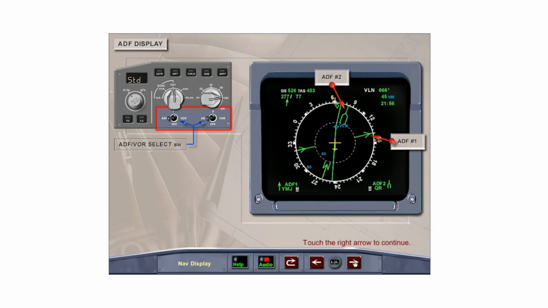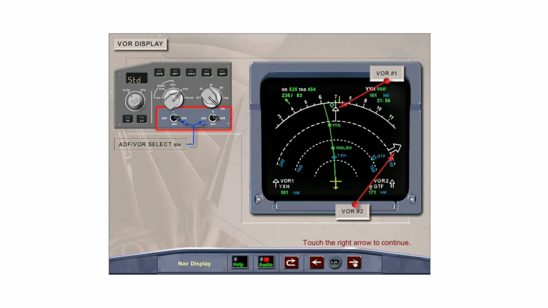In all modes except plan, when an ADF VOR select switch on the EFIS control panel is set to ADF, a green single-line bearing pointer for the number 1 ADF and a green double-line bearing pointer for the number 2 ADF is displayed if the bearing data is available. The bearing pointers point directly to the station. When an ADF VOR select switch is set to VOR, a white single-line bearing pointer for the number 1 VOR and a double-line bearing pointer for the number 2 VOR is displayed if the bearing data is available. Again, the bearing pointers point directly to the station.